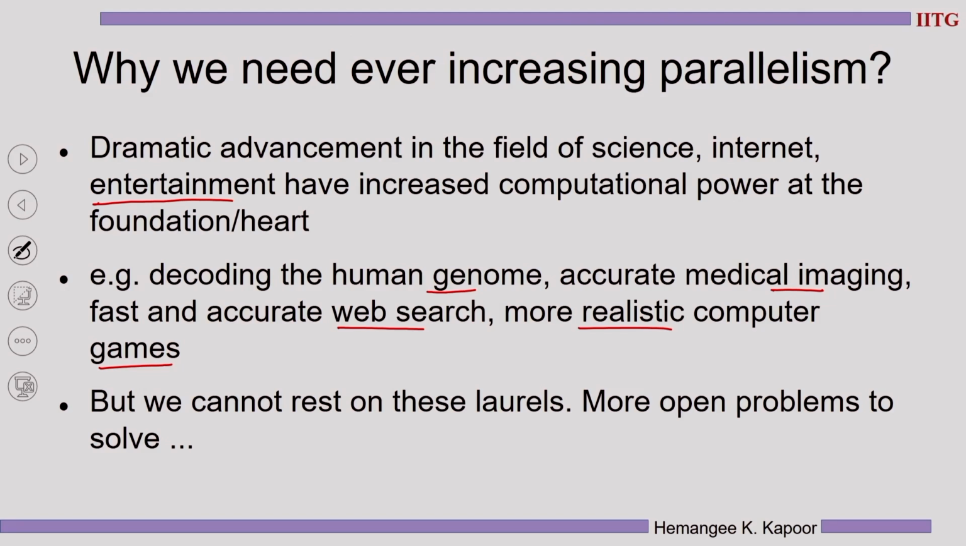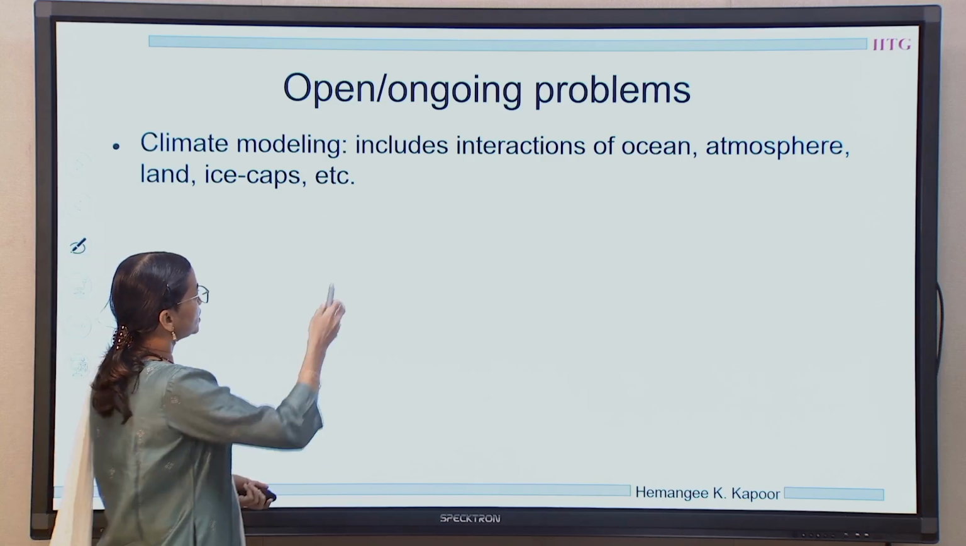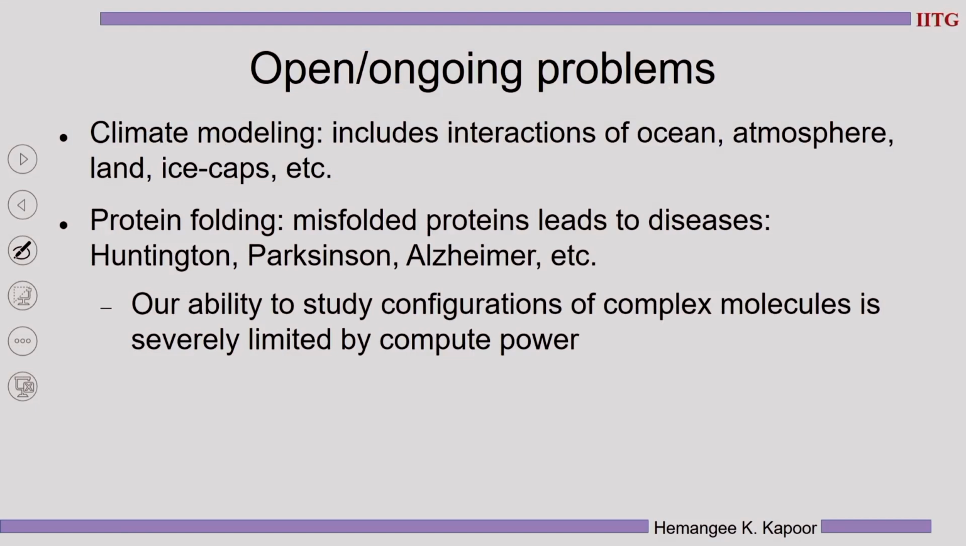There are more open problems coming up. So you would think that, am I done with all the development which was supposed to be done? No. For the new generation, there are new problems and new avenues to work upon. So some open and ongoing problems. This is an ongoing, I would say, climate modeling. So climate modeling involves interaction with several components. You have to see the interaction of the ocean, the atmosphere, the land, and the ice caps. Right. So climate modeling is one ongoing open problem.